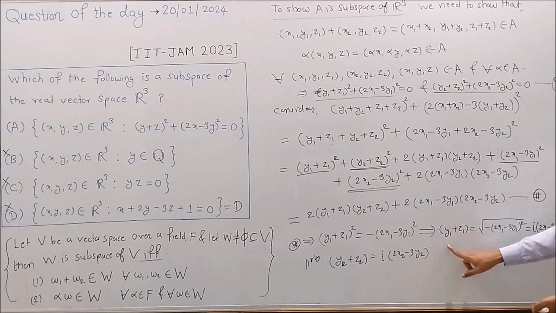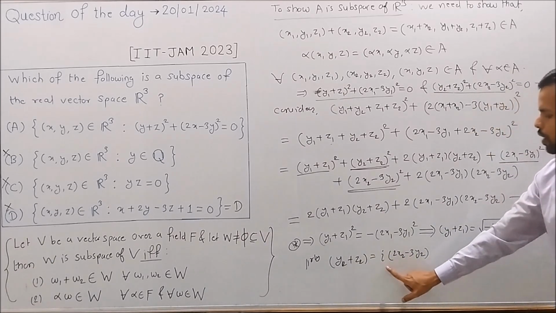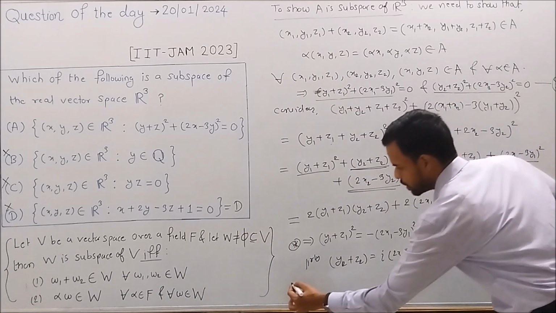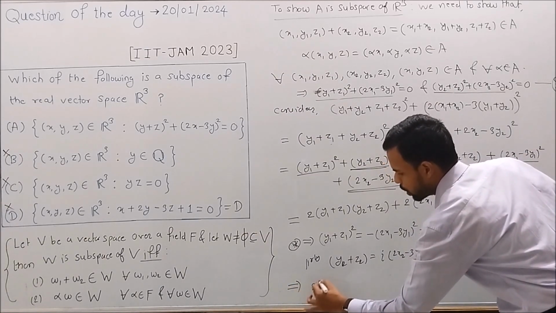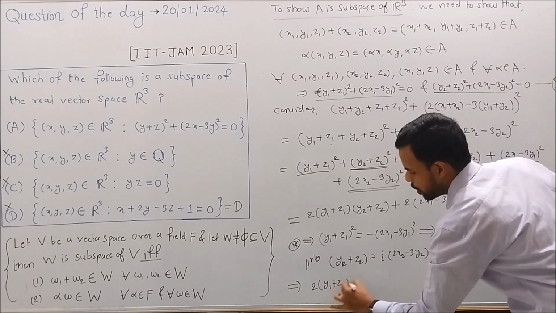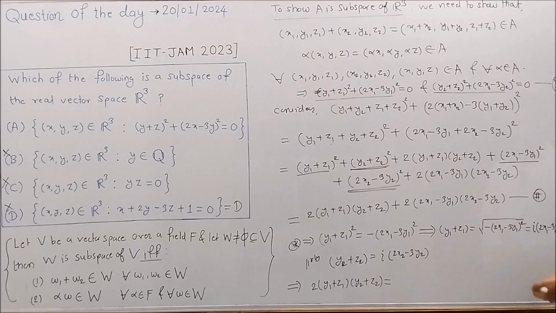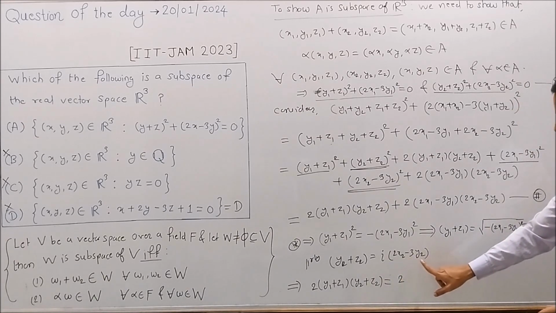Okay, so y1 plus z1 equals i times 2x1 minus 3y1, and y2 plus z2 equals i times 2x2 minus 3y2. Now using these two, we get, this implies 2 times (y1 plus z1) into (y2 plus z2) equals 2 times i into (2x1 minus 3y1) into i into (2x2 minus 3y2).